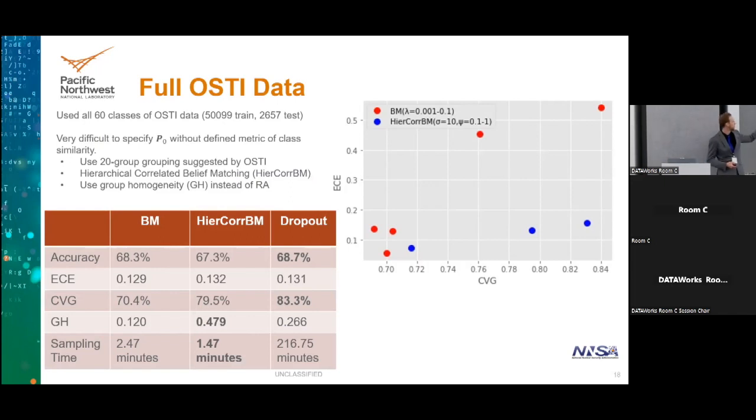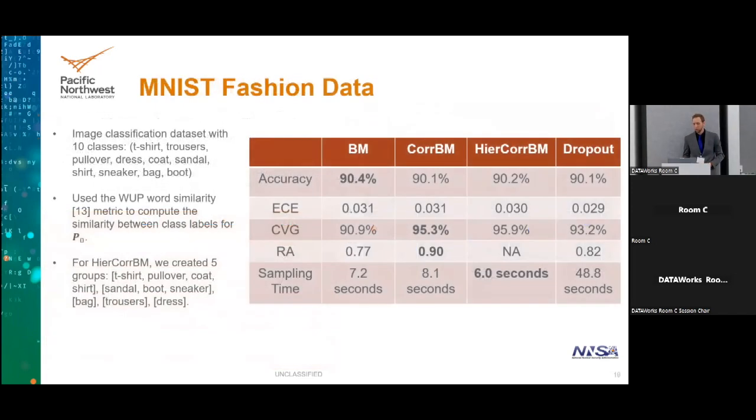And the same pattern for the trade-off between ECE and coverage. The hierarchical correlated belief matching construct is more robust. Just for curiosity's sake, we also applied it to a different type of data to see how it would perform. So this is an MNIST fashion data set. These are images with 10 classes that are t-shirts, trousers, coats, bags.